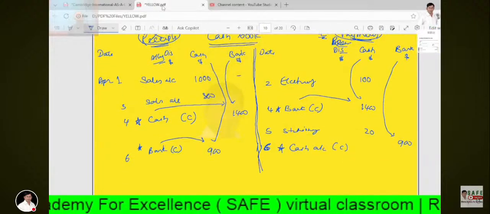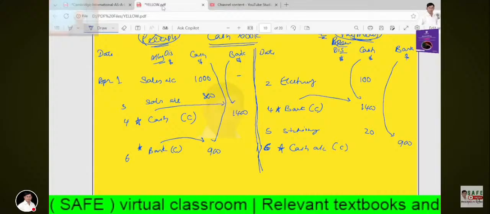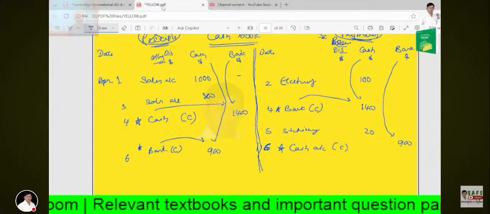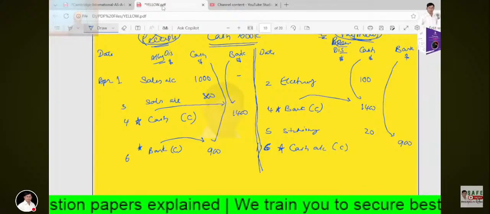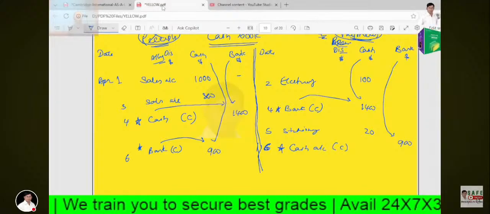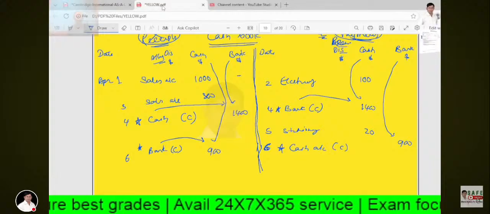At least in tests, internal tests and all, it is often asked. So a lot of questions are based on this. Even bank reconciliation statement is based on this. So that's why the concept should be very crystal clear for you. Okay, the concept should be very clear.